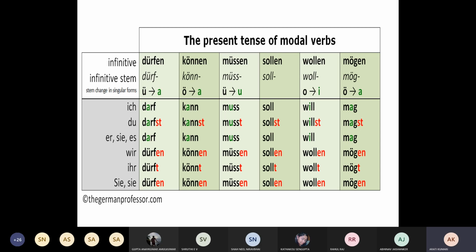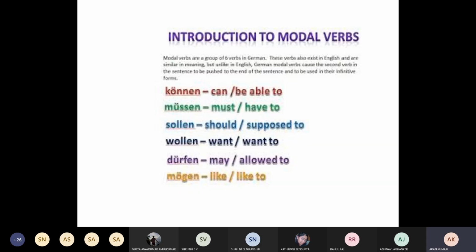Then the next one is sollen. The meaning of sollen? Should or supposed to. So anything where, for example, you are supposed to water the plants. How do you say that? Where you say, you should water the plants, and the meaning, you are supposed to.